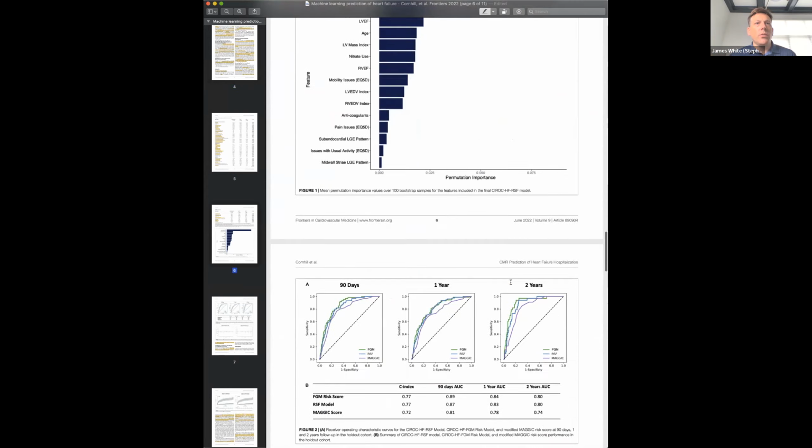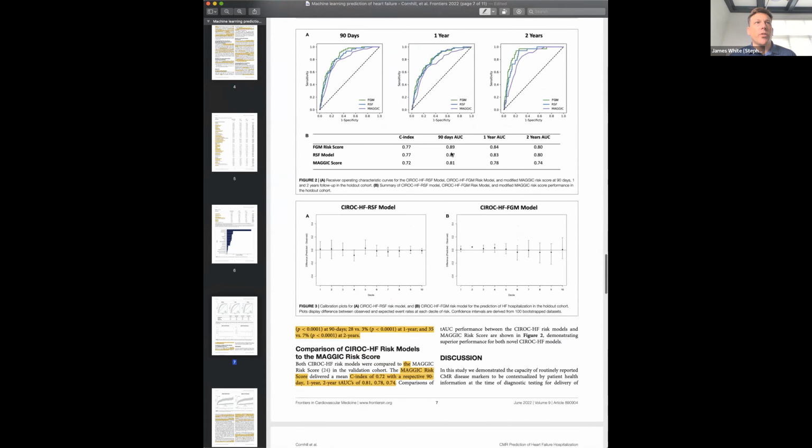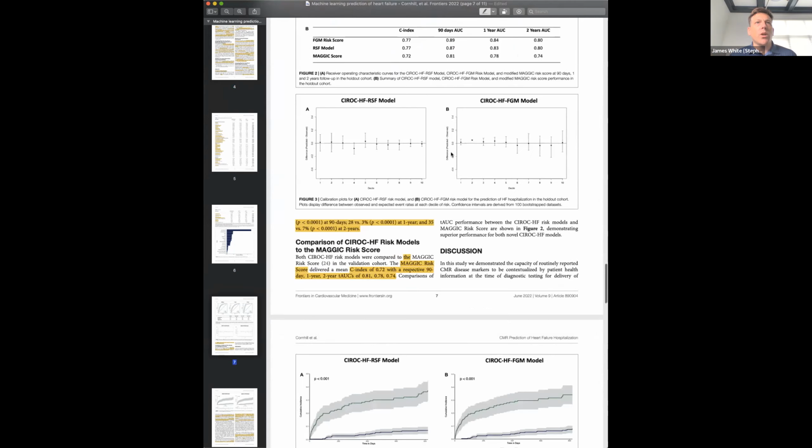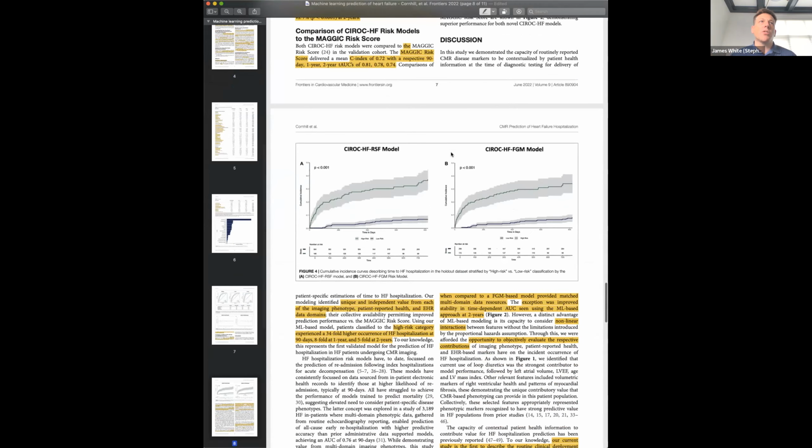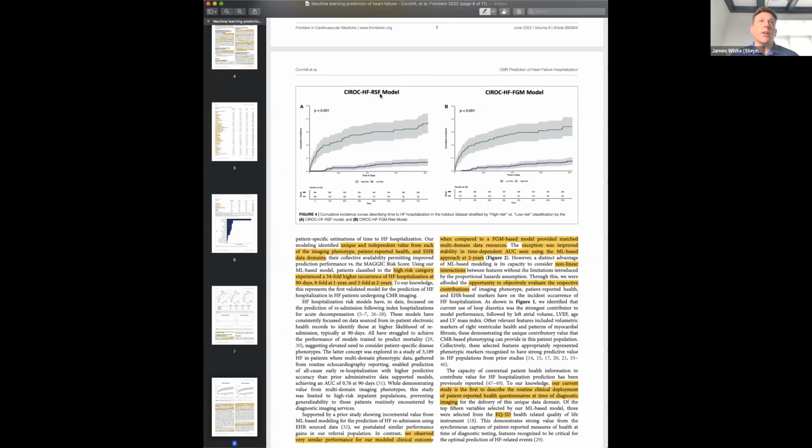So in conclusion, both of these models performed better than the MAGIC score. There was superior performance for the machine learning based model with respect to F1 score, but both were quite robust. And you can see represented by Kaplan-Meier survival curves here, based on a standard threshold technique that we applied to both to identify high versus low risk, that you had about a 32-fold increased risk of heart failure admission at 90 days that continued to separate over time.